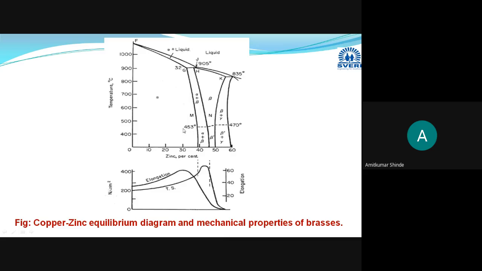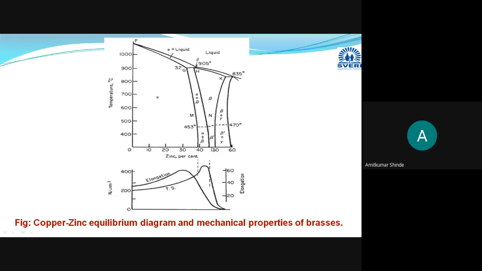Now, depending on this temperature only, below this 453 degrees celsius temperature, that beta will be in ordered form. That solid solution will be in the ordered form that we have discussed in the first chapter, types of the solid solution. In that, substitutional solid solution has two types, ordered and disordered. That same types will be here. This beta will be disordered substitutional solid solution, and beta dash will be ordered substitutional solid solution. Below this 453 degrees celsius, it will be ordered, and above that it will be disordered.